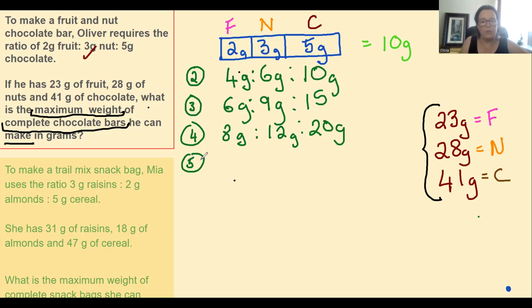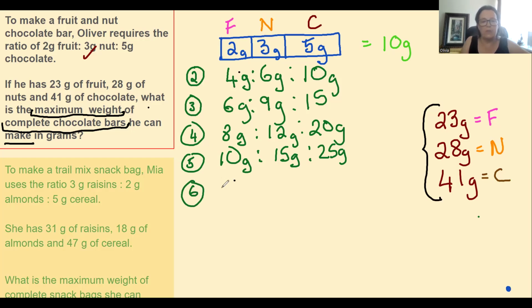5 bars, how much would we need? How many ingredients? 5 twos are 10. So I'm multiplying 5 by this. Okay. 5 threes are 15. And 5 fives are 25. And we still have enough ingredients to cover 5 bars if we wanted 6 bars of chocolate.